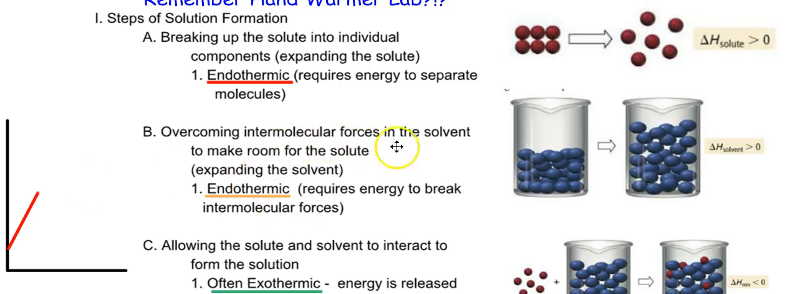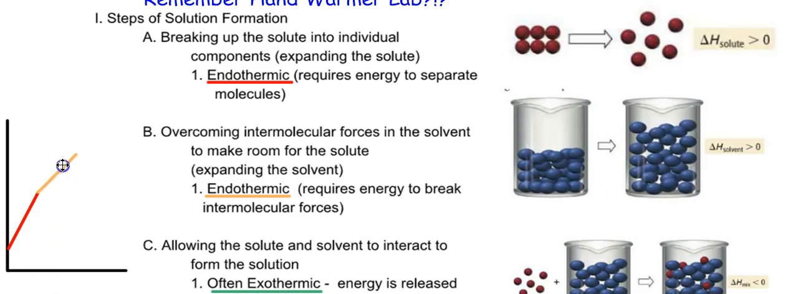So what about my solvent? I have to overcome my solvent attractions too to make room for the solute. We call this expand the solvent. Look at this beaker. All right, what do you have to do? You have to expand it, and take a look at this. You have to break those intermolecular attractions to make little holes for the solute particles to slip into. So that too is also endothermic.